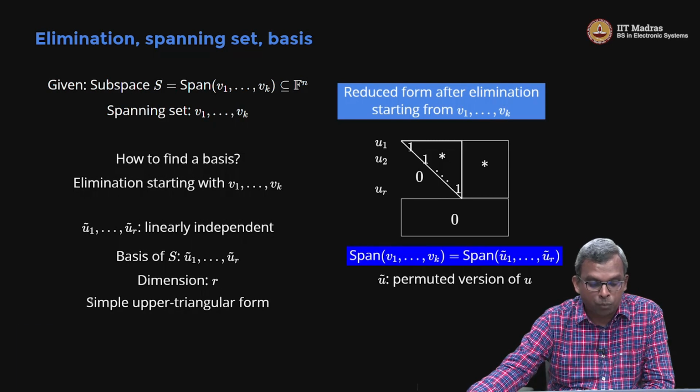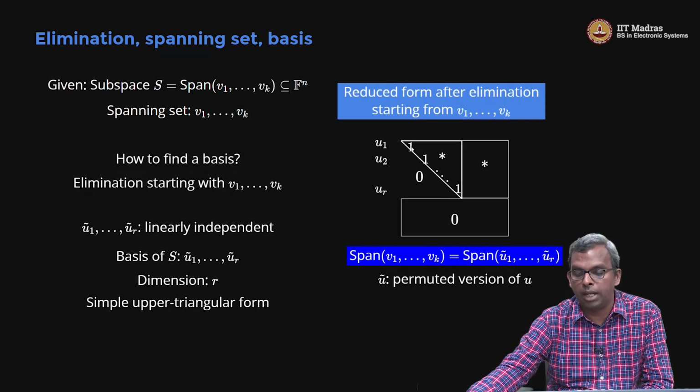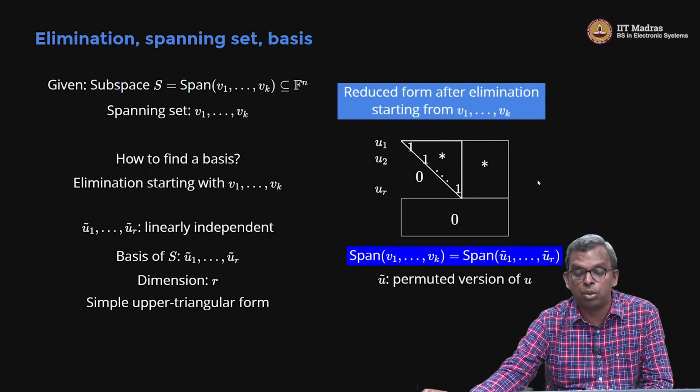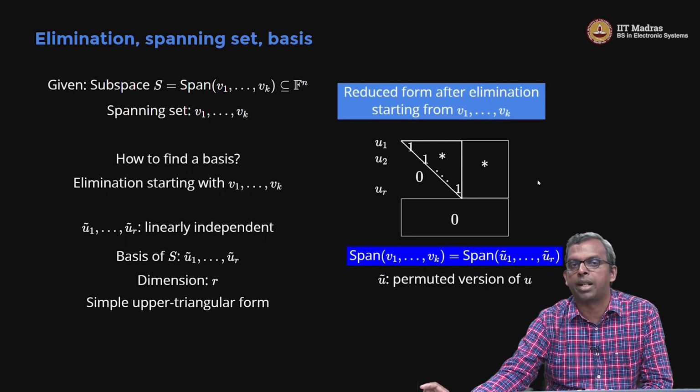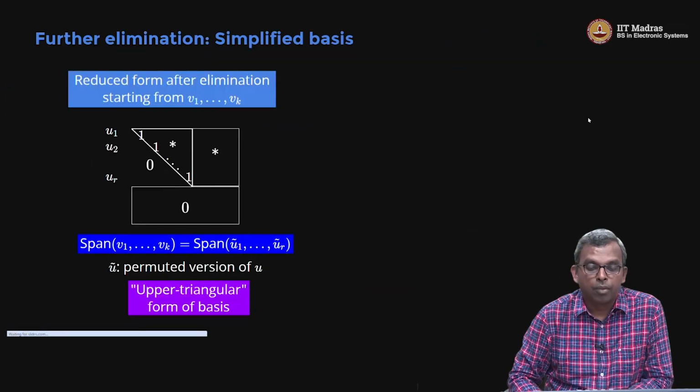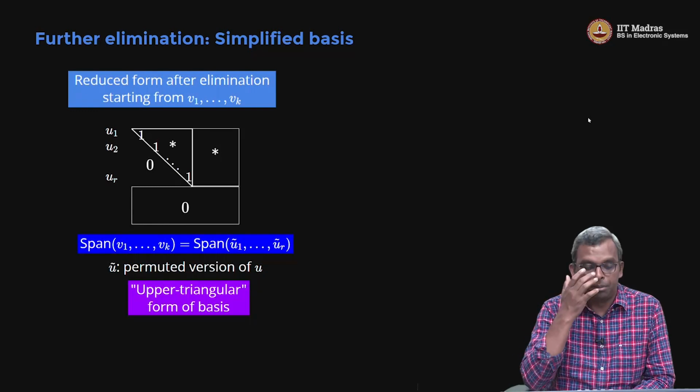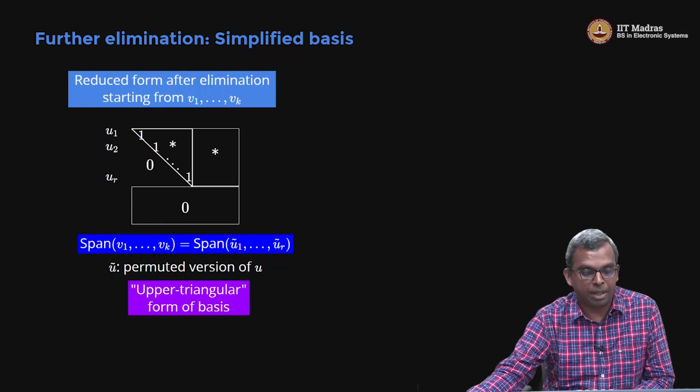And not only that, this basis has a simple upper triangular form. Using this, you can answer a lot of questions easily, as we will see later on. So elimination helps you determine the dimension of a subspace and find a basis for the subspace. Not only that, it gives you a simple basis in an upper triangular form, which is very useful. In fact, you can go one step further. We got an upper triangular form for the basis. This is what I've captured here. I described that in the previous slide.